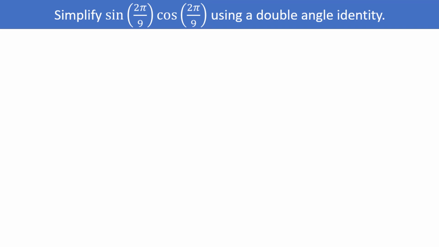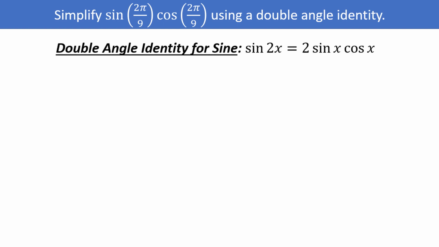Let's try to simplify sine of 2 pi over 9 times cosine of 2 pi over 9 using a double angle identity. Hopefully you recognize this as the double angle identity for sine. Sine of 2 times some angle is the same thing as 2 times the sine of x times the cosine of x. We have a slightly modified version of the right-hand side in our expression.